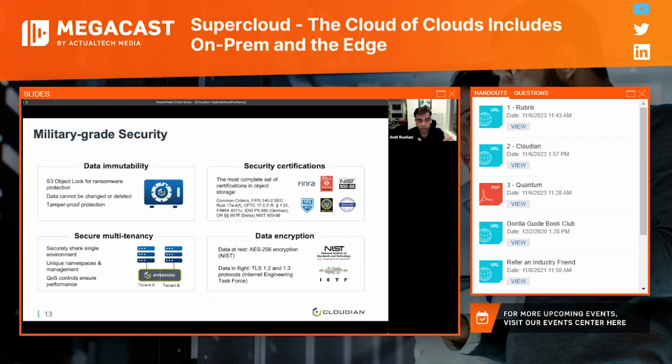And then from the multi-tenancy perspective, we talked a little bit about the service-ready architecture. We provide secure multi-tenancy, securely being able to share a single environment across various tenants, with a unique namespace and management for each, and quality of service for each tenant, very securely built. And of course, being able to provide data-at-rest and data-in-flight encryption is built in for the deep security capability of Cloudian.